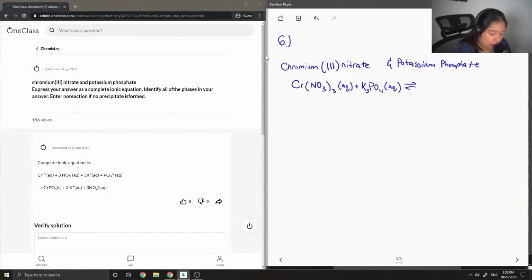And then they're going to make the following compounds if you do a double displacement reaction. So moving that all around, it's going to be chromium phosphate plus potassium nitrate. And we need 3 of these.